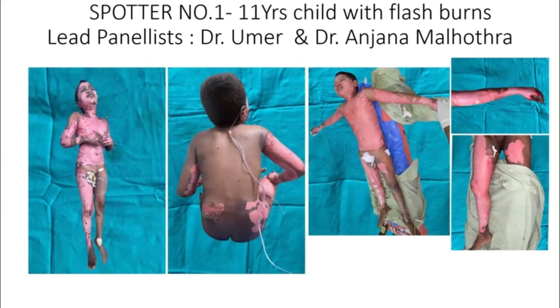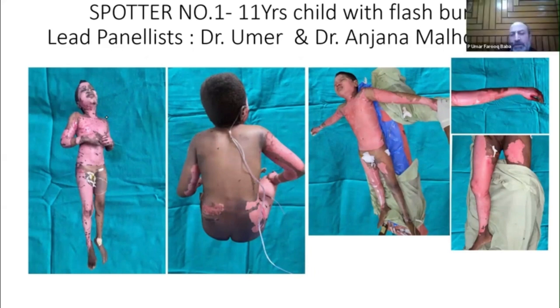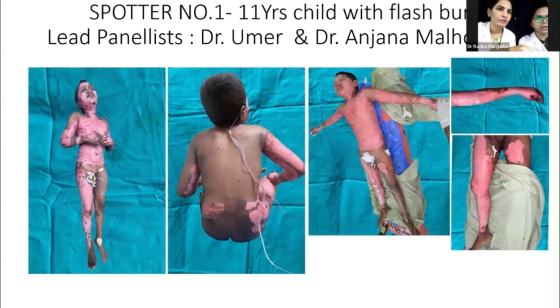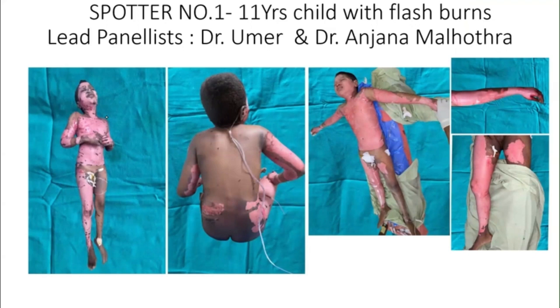From the spotter pictures, what is your diagnosis? What are you seeing on the screen, team 2? These are extensive thermal burns, sir, involving both upper limbs, the right lower limb, abdomen, face and back, sparing the groin. Go ahead, you go on speaking.